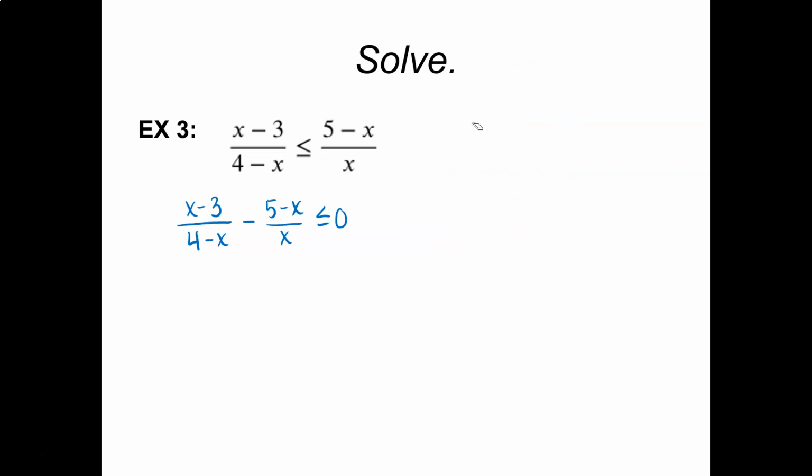And to do that, you need common denominators. So here, this first one we need to multiply by x on top and bottom. The second one, we need to multiply that by 4 minus x on top and bottom.